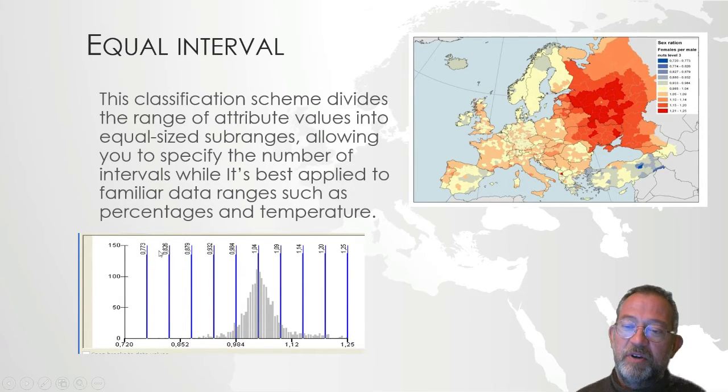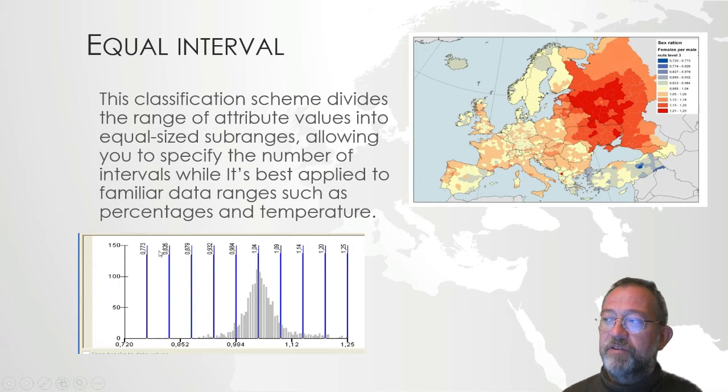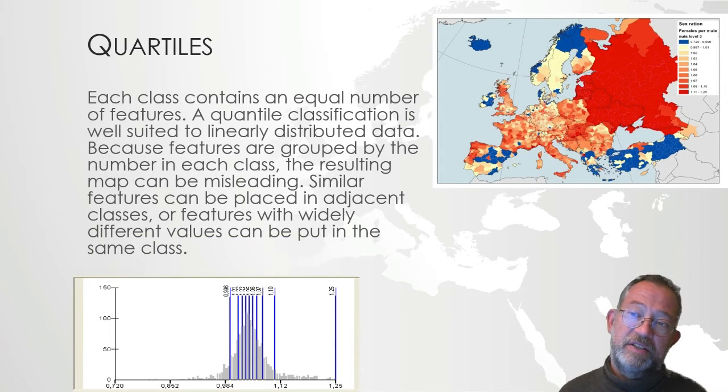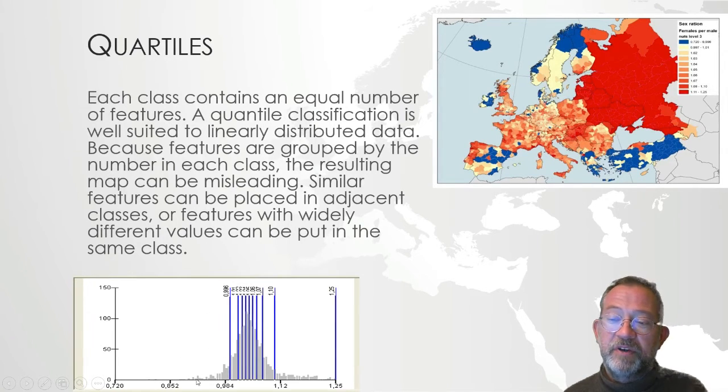They can be nice because you can say, oh well, I'm not fiddling with data. Each interval has the same width and so on. But from a mapping point of view, seldom useful. In the quartiles, or as they probably should be called, fractiles, the intervals do not have the same width, but each interval has the same number of observations within it.